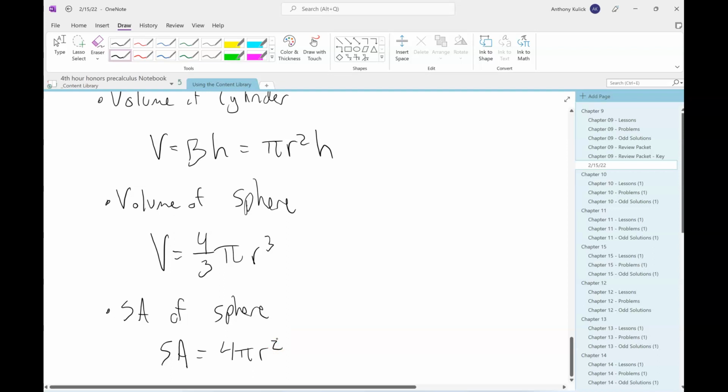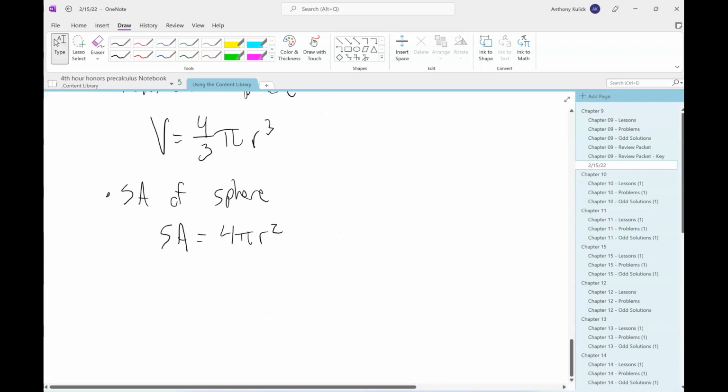So that's 4 pi r squared. How about the volume of a pyramid? 1/3 length times width times height.